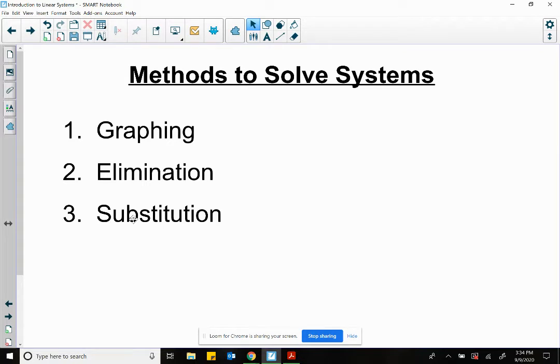And neither will I, and neither do I care. As long as you can get to the answer, this is why we have 3 different methods, because some people like to do one method over the other. So you choose the method you like. You do you, boo. Okay?